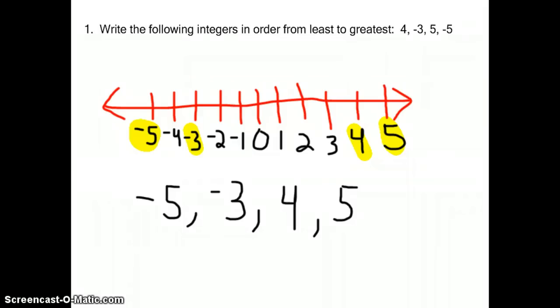As you can see here, we drew a number line, and I highlighted the integers that we had in our question. We always know on a number line, the farther to the left we go, which is, of course, this way, the lower the number is going to be, the less the number is going to be. And the farther to the right we go, the greater the number is going to be. So if we look at our number line, we can see our answers right down here: -5, -3, 4, 5 is how we would order these from least to greatest.